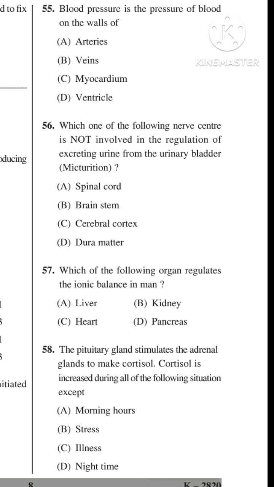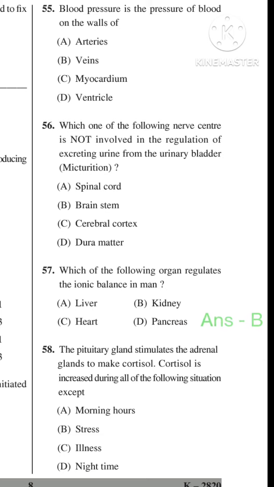Next question, question number 57. So which of the following organ regulate the ionic balance in man? So option, we can see, A liver, C heart they have given, B kidney they have given, and D pancreas they have given. So here, so option B is the right answer.